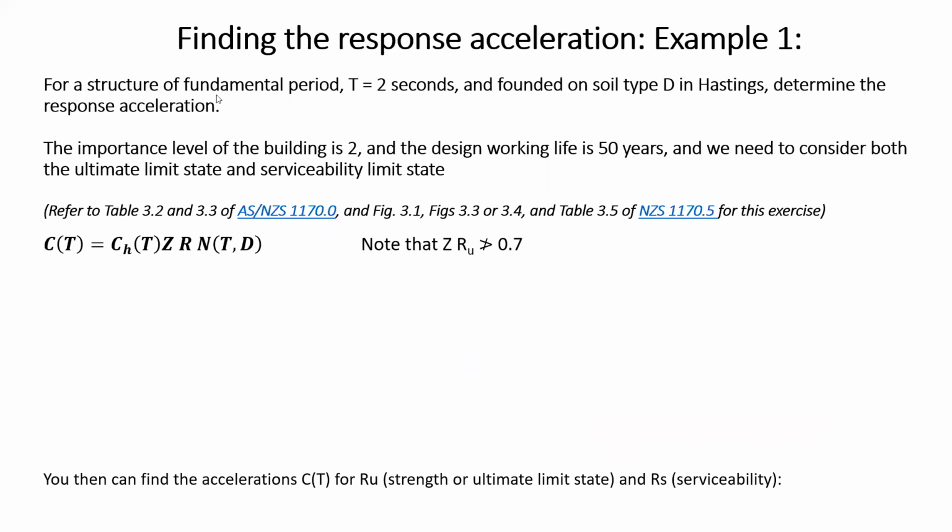So here's an example. For a structure of fundamental period T equals 2 seconds, founded on soil type D in Hastings, determine the response acceleration. The importance level of the building is 2 and the design working life is 50 years. We need to consider both the ultimate limit state and the serviceability limit state. Now, here's the 1170.0 to get the importance factors. I'll see if I can bring that up so you guys can download it if you haven't done so already.